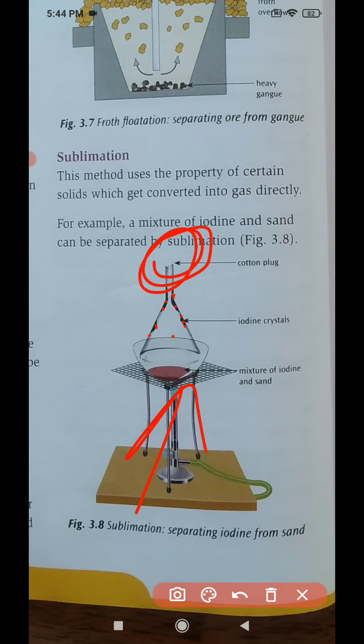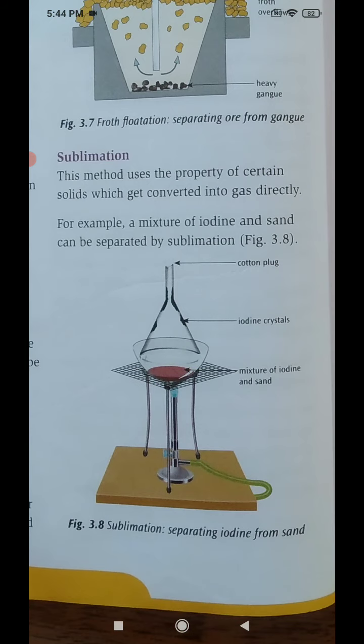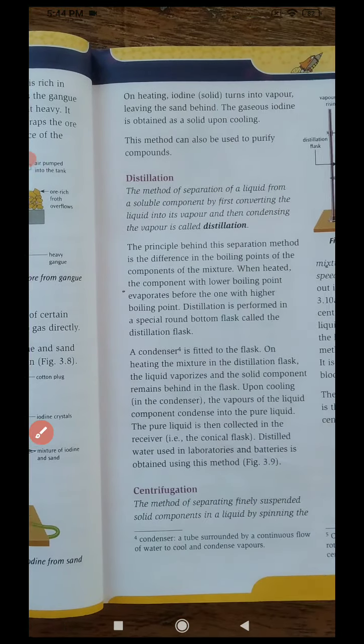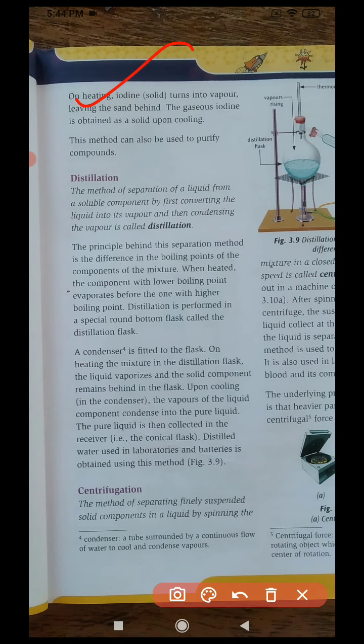Students, you know, after getting the heat, the iodine will vaporize, meaning evaporate. There will be no liquid step, so the iodine goes above, condenses, and deposits on the lining of the funnel, and the sand stays in the pot. So I hope you understand the process of sublimation. Here it is written: leaving sand behind, the gaseous iodine is obtained as a solid upon cooling.